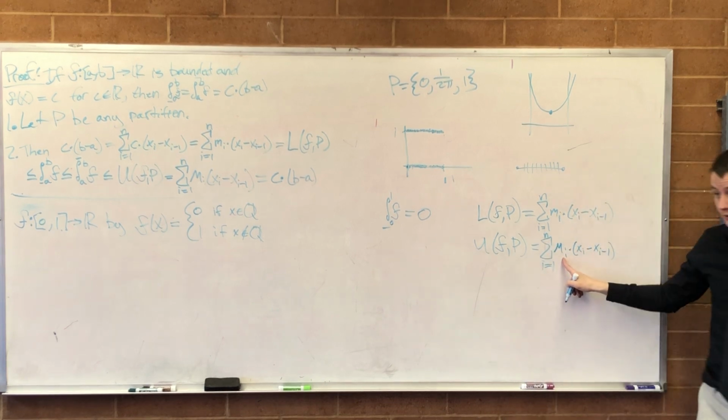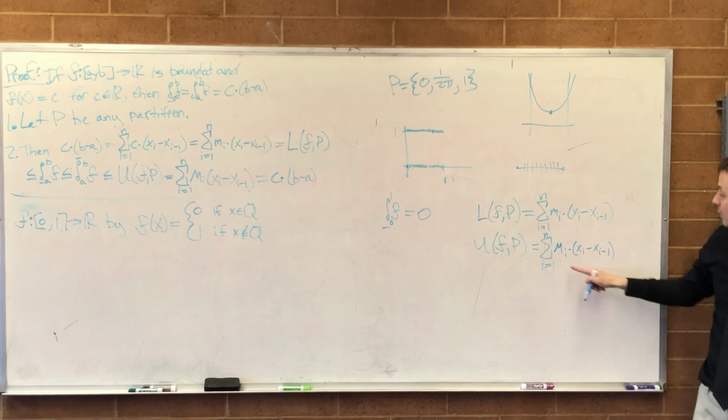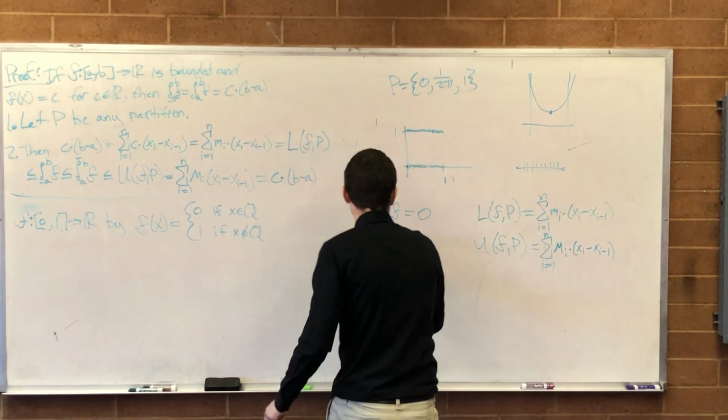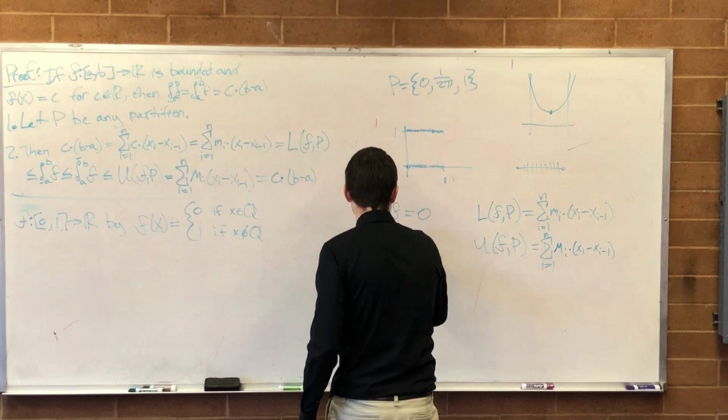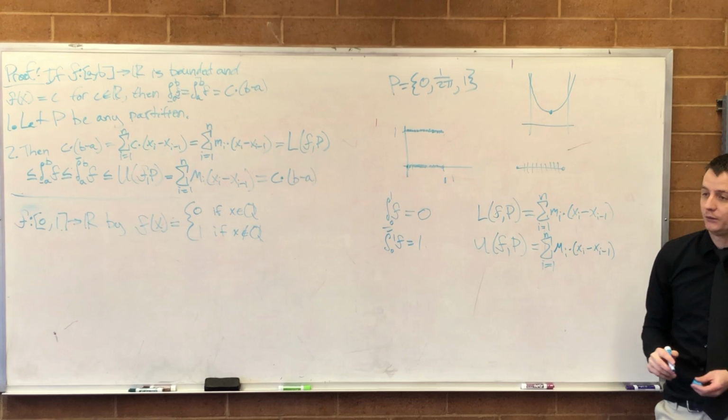So the upper Darboux sum is going to be 1 times this total distance, which is 1, so it's 1. The lower Darboux sum is always equal to 0, and the upper Darboux sum of f is going to equal 1. Those are two very different numbers.